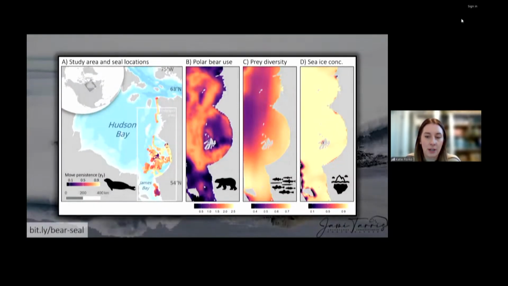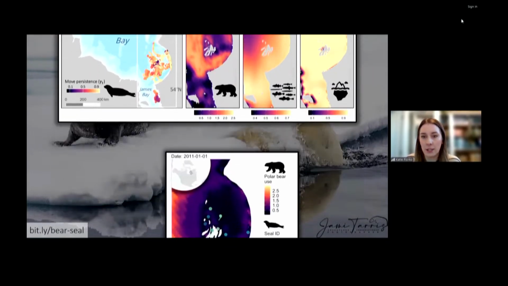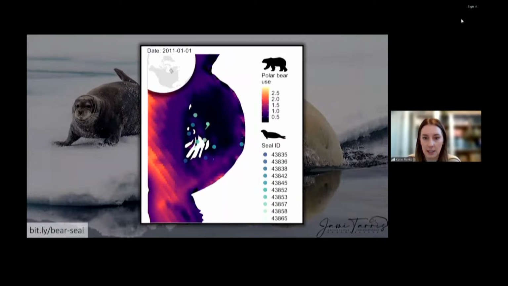This allowed us to create daily prediction maps of prey pressure. So then, for these seal models, we now have the polar bear risk, we have the prey diversity data, and we also had the environmental covariates such as sea ice concentration. For this study, we focused on the wintertime when Hudson Bay completely freezes over and the bears are on the ice hunting the seals.